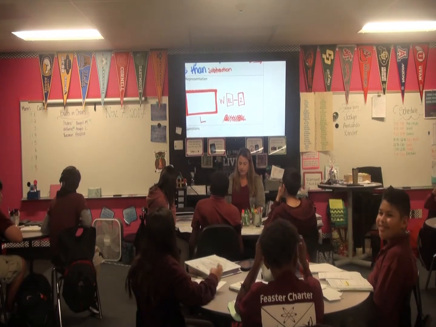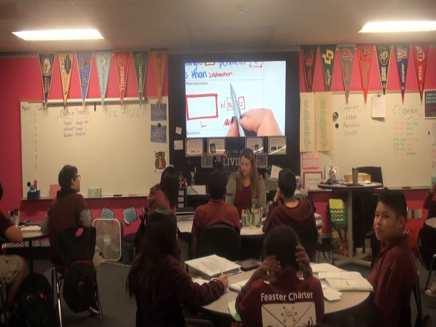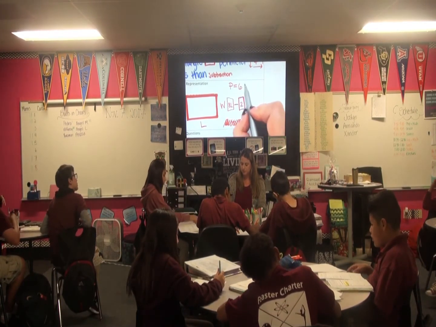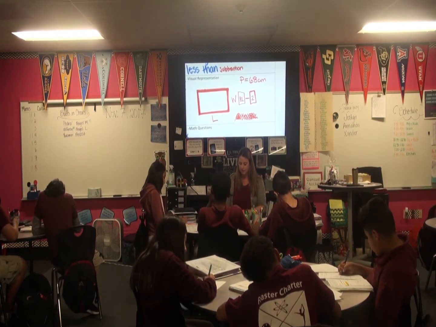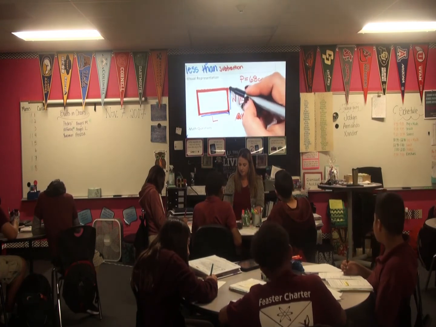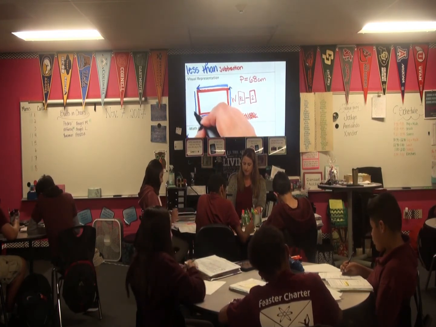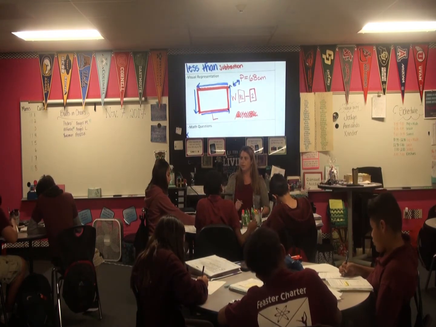All right, now we need to do perimeter. We have perimeter, don't we? What is the perimeter? 68 centimeters. And so that means that if I do the length plus the width plus the length plus the width, it'll give me 68 centimeters.